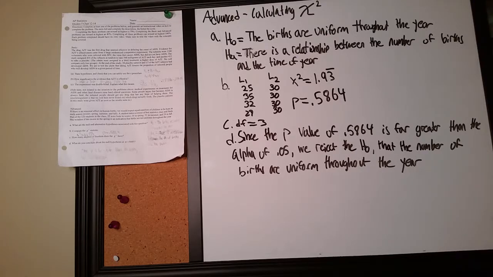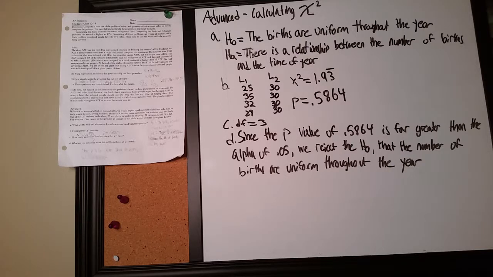Now D, it wants to know what we conclude about the null hypothesis at the alpha value of 0.05. Well, since the p-value of 0.5864 is far greater than the alpha of 0.05, we fail to reject the null hypothesis that the number of births are uniform throughout the year.